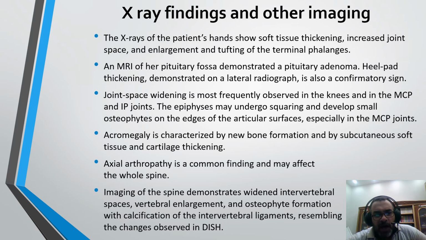joints. Acromegaly is characterized by new bone formation and by subcutaneous soft tissue and cartilage thickening. Axial arthropathy is a common finding and may affect the whole spine. Imaging of the spine demonstrates widened intervertebral spaces, vertebral enlargement, and osteophyte formation with calcification of the intervertebral ligaments, resembling the changes observed in DISH syndrome.